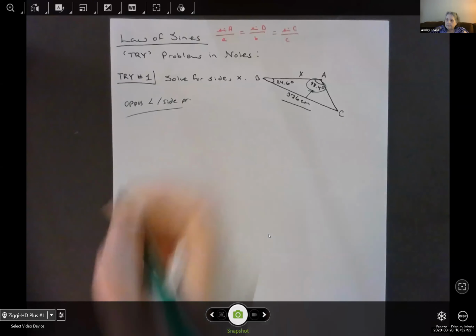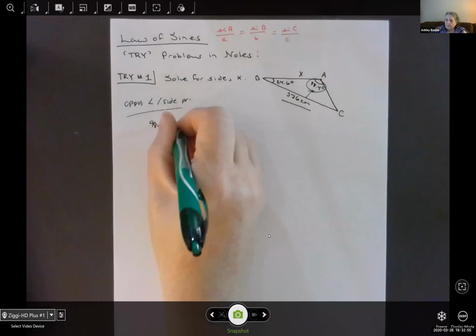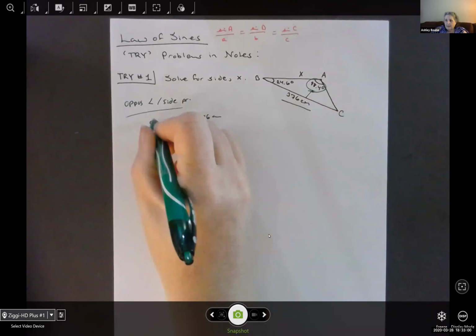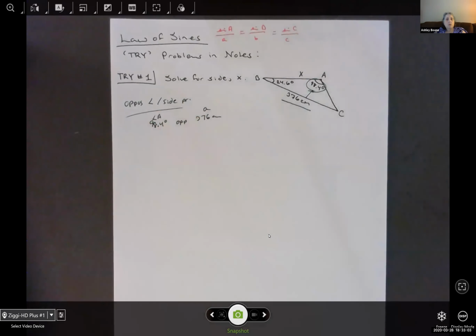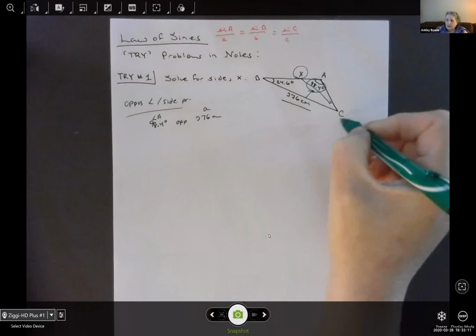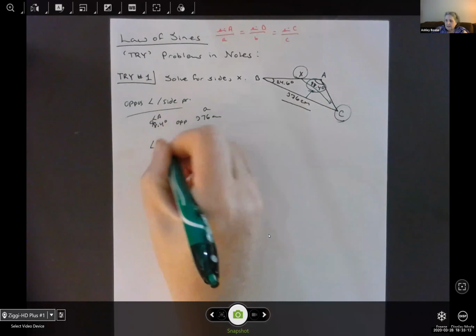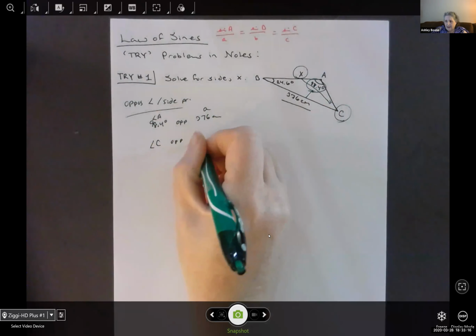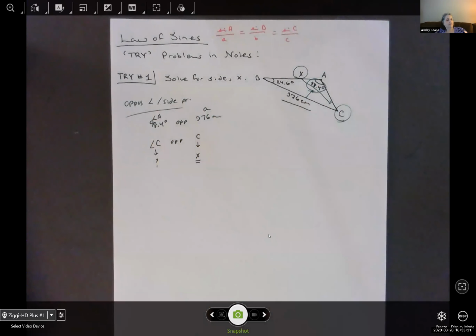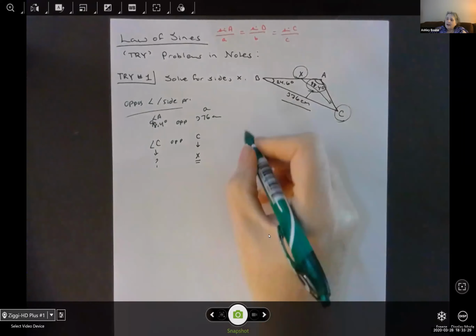So 376 centimeters. And so this is angle A, and this would be side A. We're wanting to find side that's labeled X. Notice X is the opposite of angle C. So angle C is the opposite of side C, which is the side X that I'm wanting to solve for. I need to know what angle C is in order to use the law of sines to find X. Do I have enough information to get angle C?